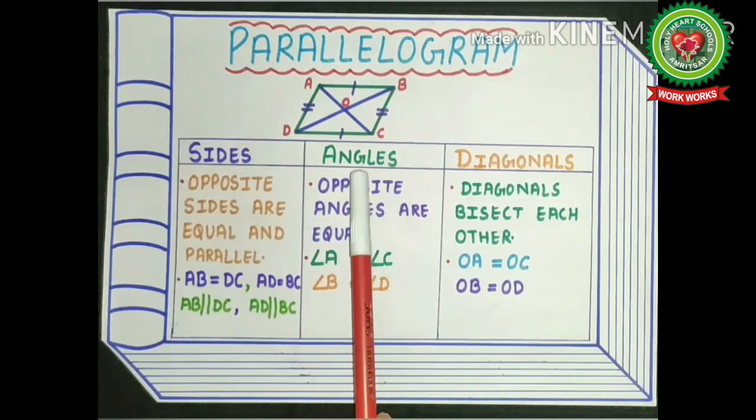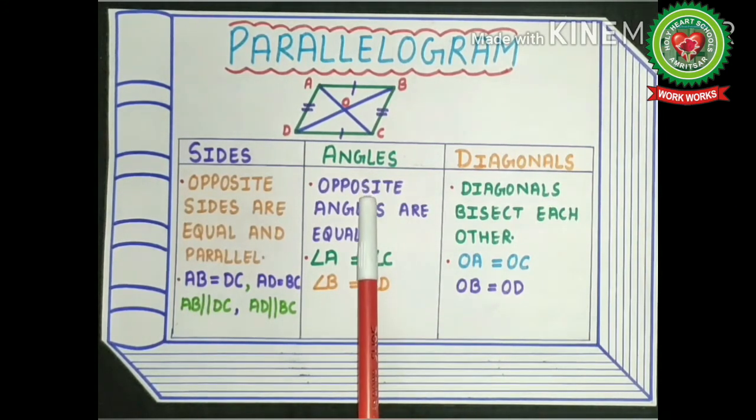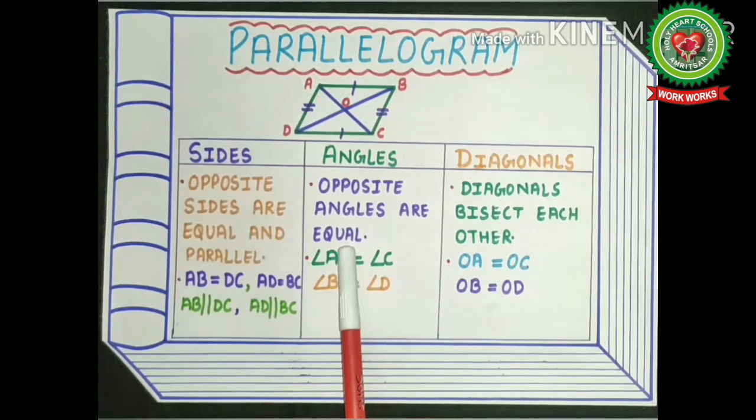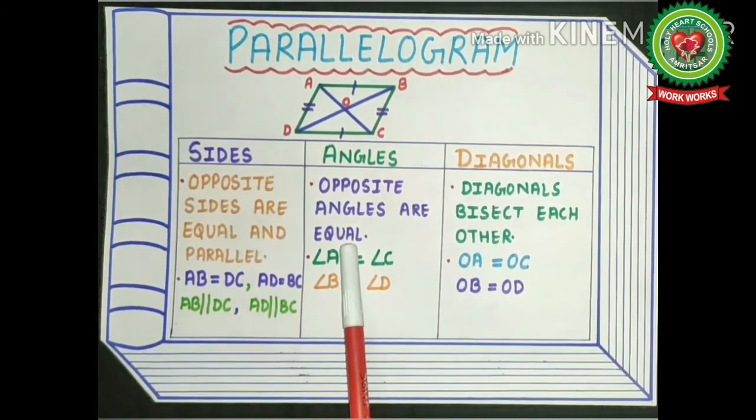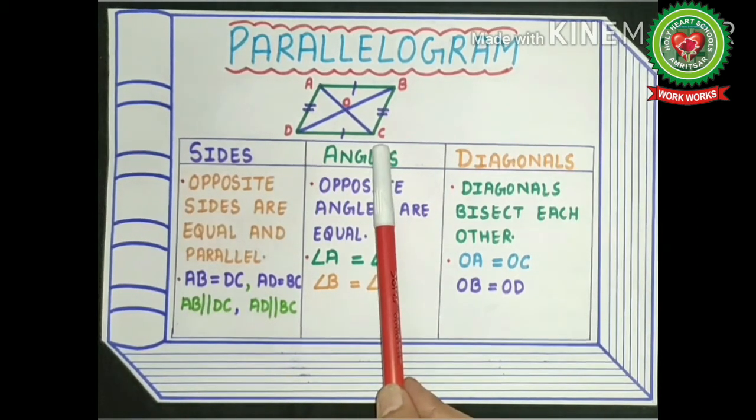Now students, angles. In a parallelogram, opposite angles are equal. Opposite angles, angle A, angle C. So angle A is equal to angle C.